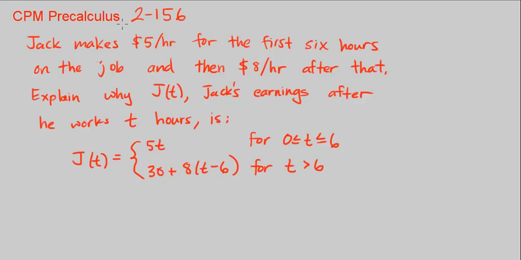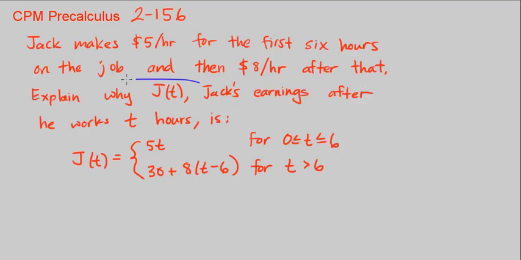This is CPM Precalculus Chapter 2, number 156. The story goes, Jack makes $5 an hour for the first 6 hours that he's working on the job. And after the first 6 hours, he then makes $8 an hour.